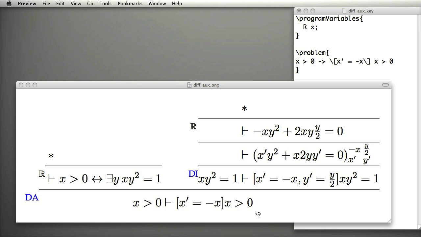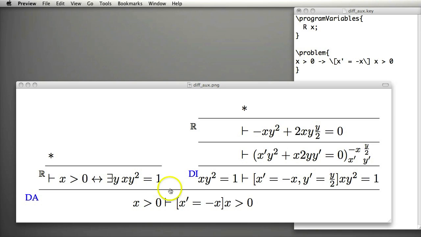So instead of trying to prove that x is greater than 0, we're actually going to come up with a new property that relies on an additional variable, our auxiliary variable. In this case, the property we've come up with is that x greater than 0 is equivalent to saying there exists a y such that x times y squared is equal to 1. We know that the only way that this property can be true is if, in fact, x is greater than 0.